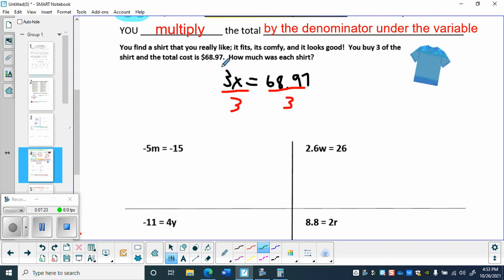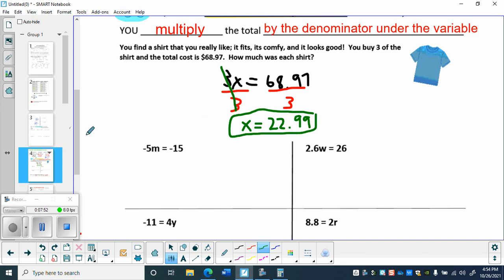When you do 3 divided by 3 here, it cancels out. So in the language of algebra, we are proving what x has to equal. And on this side, you just do what we did in the calculator, 68.97 divided by 3, and we said that that was a 22.99. And that's how much each shirt must have cost. So what this kind of gears us up to understanding is that when we see a coefficient, we're going to divide both sides by that number, okay?